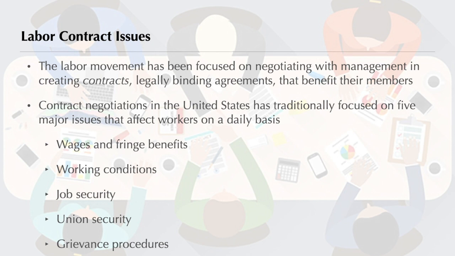The labor movement in the United States traditionally has focused on practical issues that affect workers on a daily basis. In negotiations between labor and management, 5 major issues usually are discussed: wages and fringe benefits, working conditions, job security, union security, and grievance procedures.